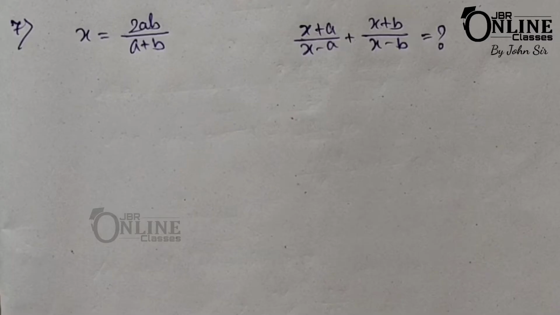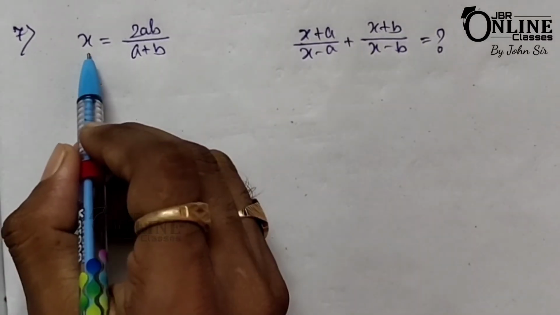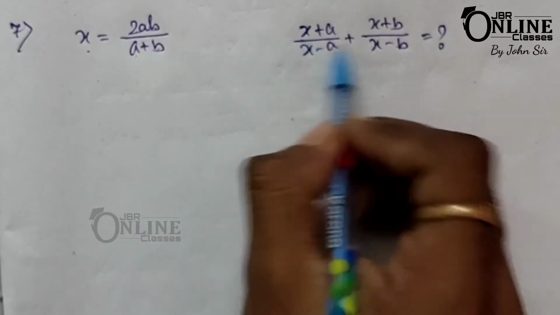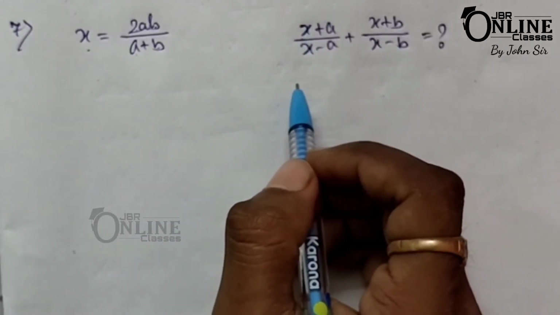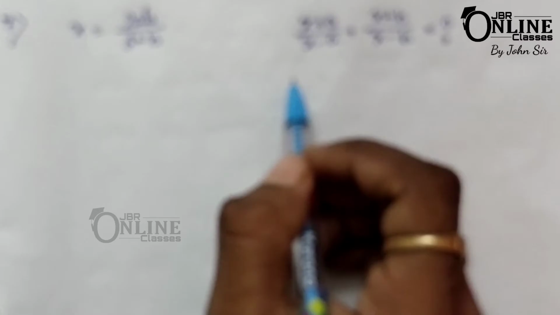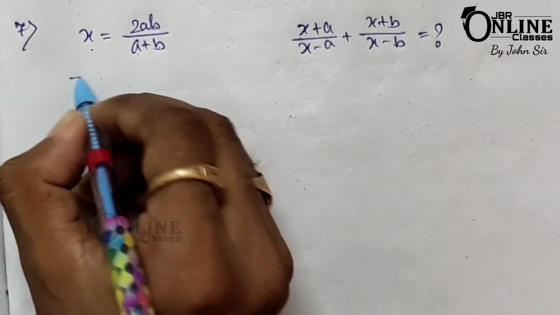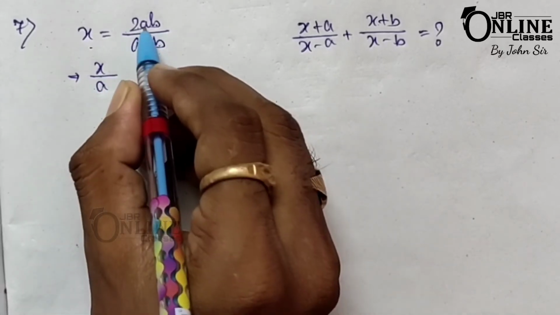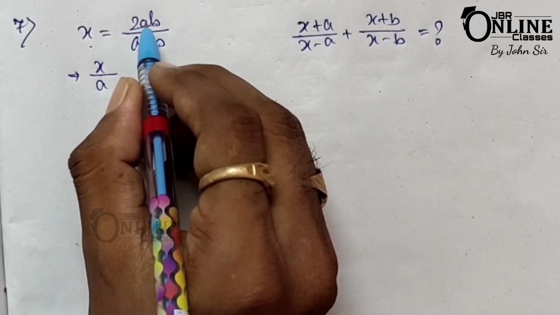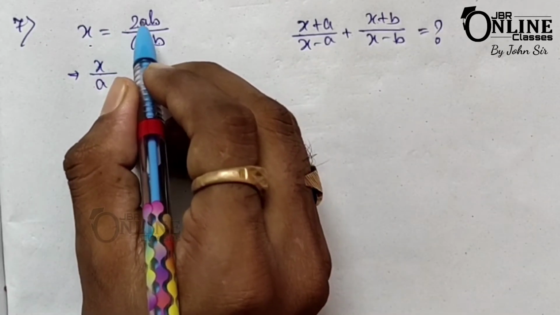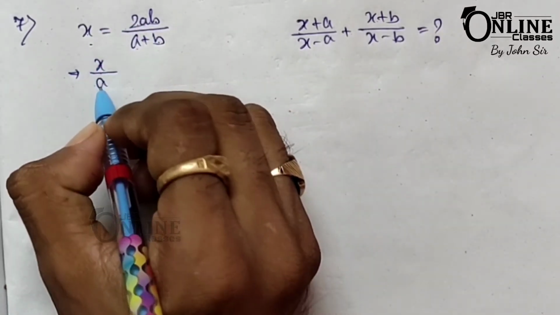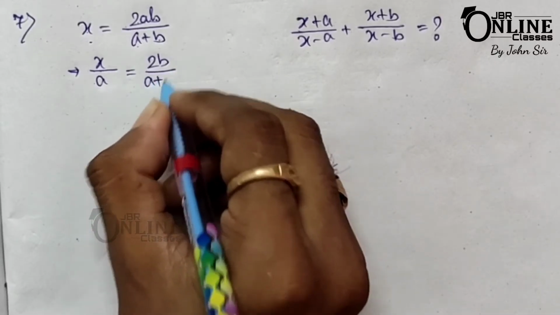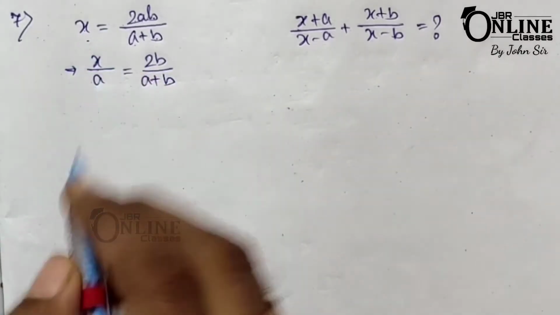Now sum number 7. In sum number 7, if x equal to 2ab by a plus b, then find the value of this one. So at first, x equal to 2ab by a plus b. So here x by a, just transfer this a from right to left, and it will be x by a. So in the numerator the remaining will be 2b and here a plus b. Okay, so that is the next step.